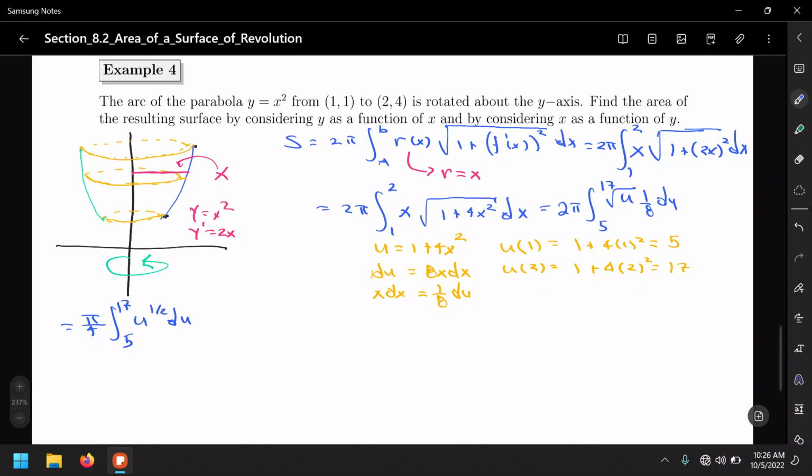Again, just add 1 to the exponent, and then divide. Don't forget to divide by the new exponent. So that's pi over 4 times u to the 3/2 over 3/2 from 5 to 17. So, well, again, dividing by 3/2 is the same as multiplying by 2/3. That means 2/3 times pi over 4.